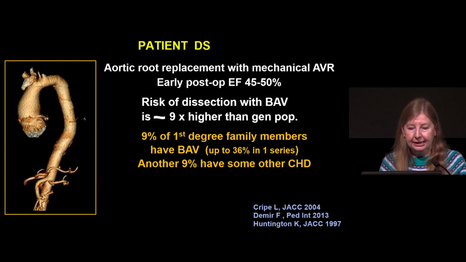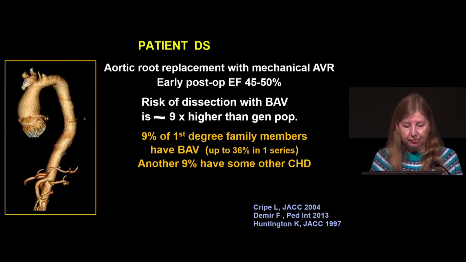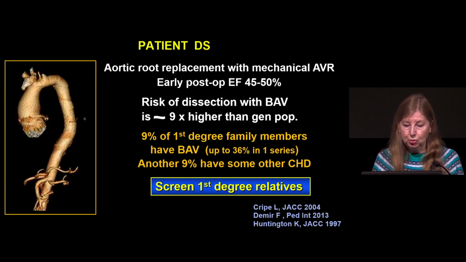And so really, in a sense, this SVT for this patient saved him before he had any further catastrophe, but still his EF wasn't normal. So screening first-degree relatives with an echo is absolutely key for your patients with bicuspid valve.